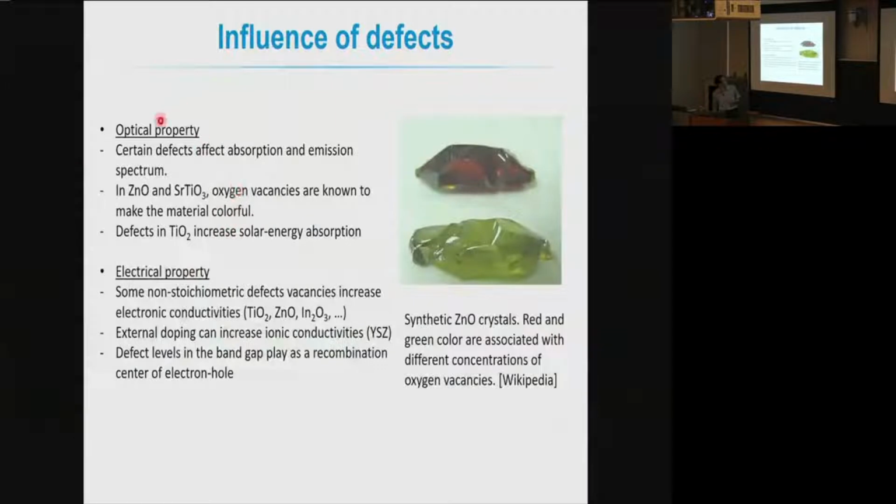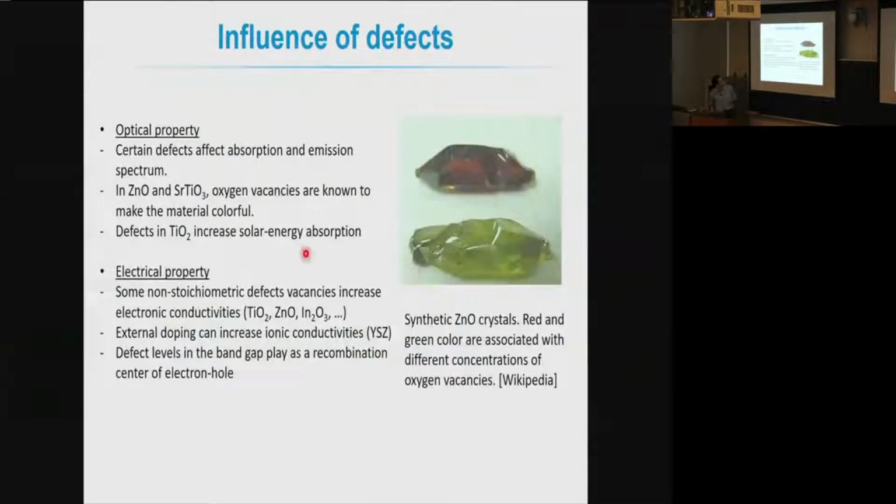For instance, the optical properties, certain defects affect absorption and the emission spectra. For instance, here, this is the zinc oxide. The zinc oxide has a very wide band gap material, 3 electron volts. So, in its perfect crystal, all the light should pass through it. So it's transparent, no color. However, when you grow the zinc oxide crystal in an oxygen deficient environment, then depending on the concentration, it sometimes looks red or sometimes it looks green. Okay, so the color, it takes the color because of the concentration of the oxygen vacancy.